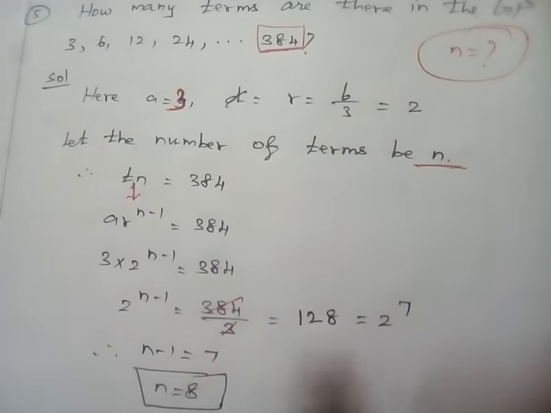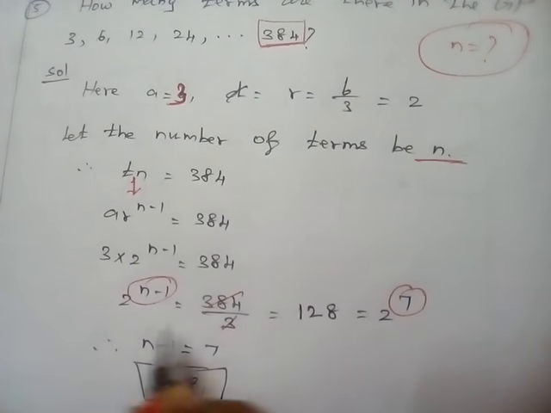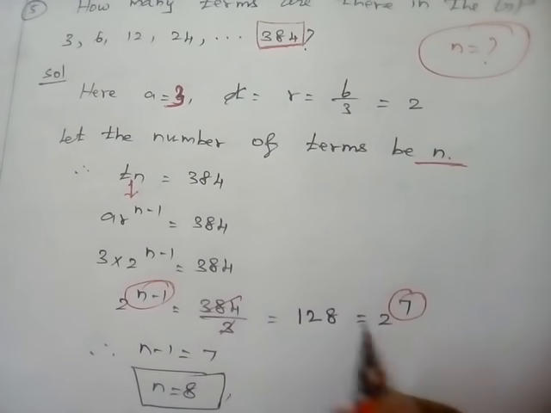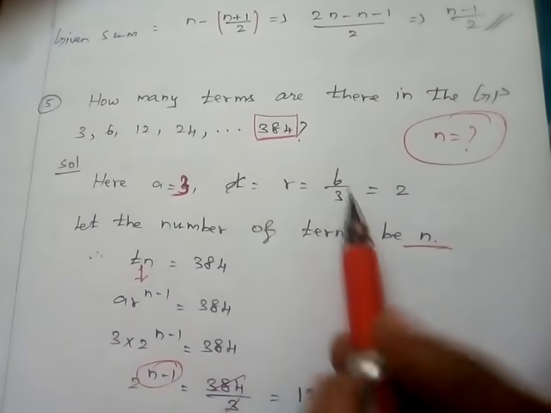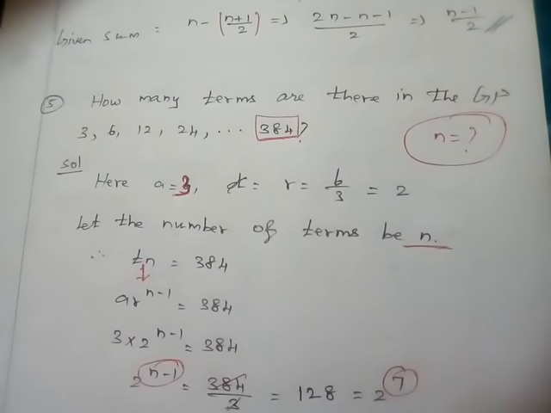Therefore n minus 1 equal to 7. Therefore n equal to 8. Therefore the number of terms will be 8. Therefore this series has 8 terms.